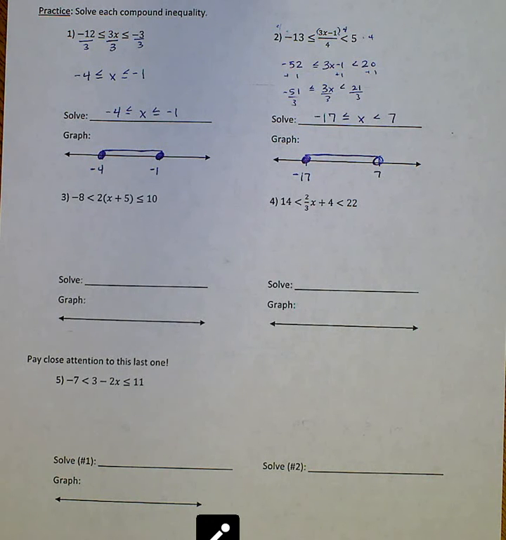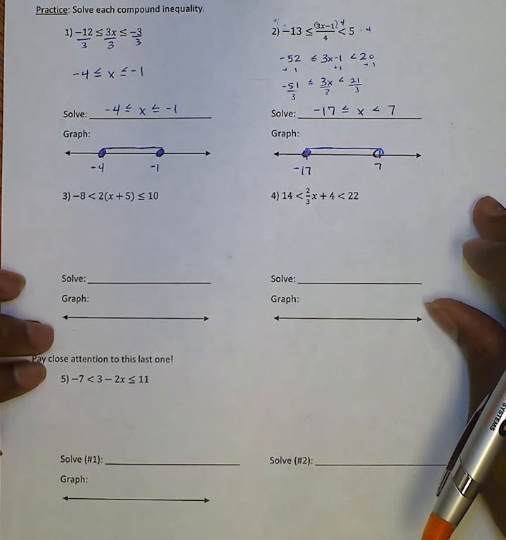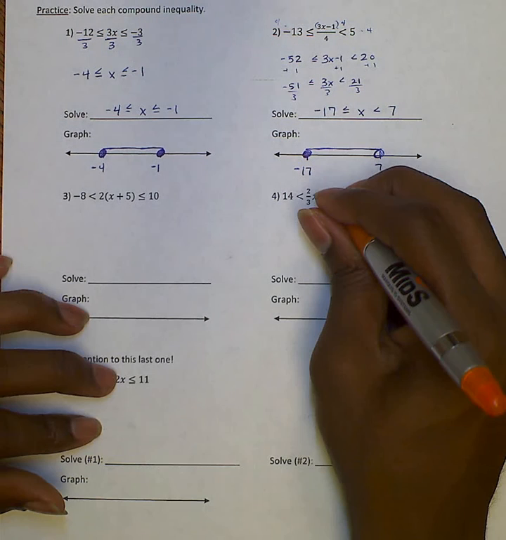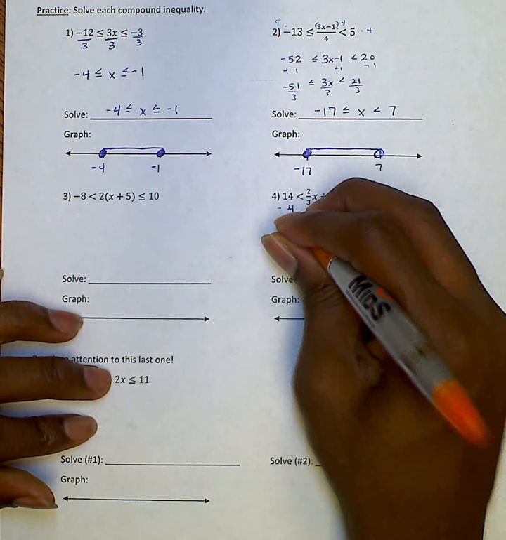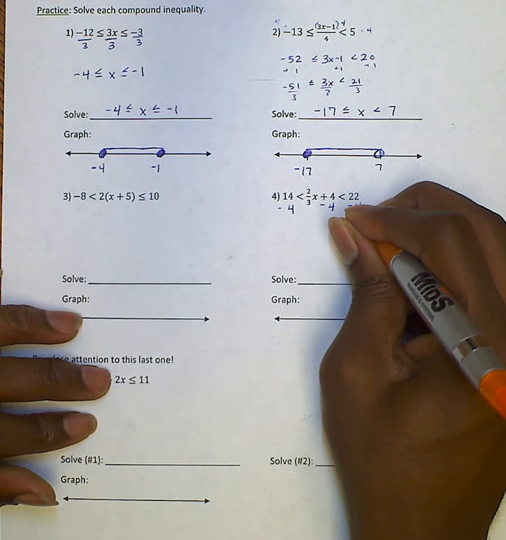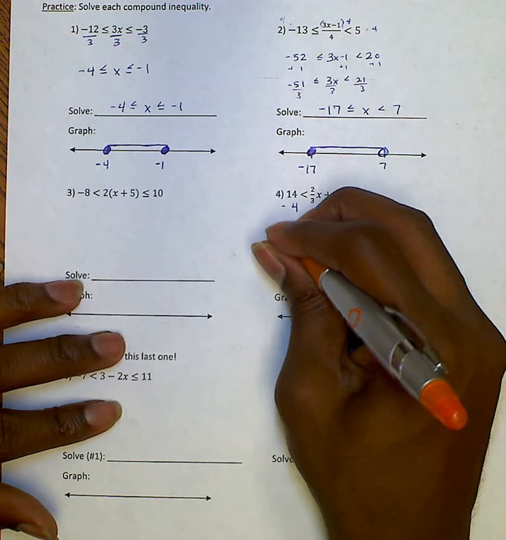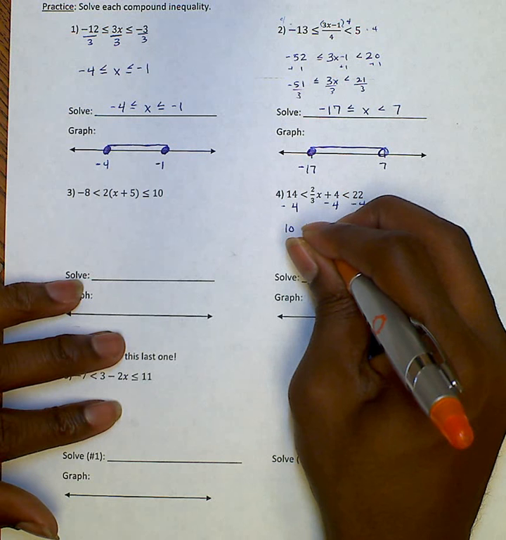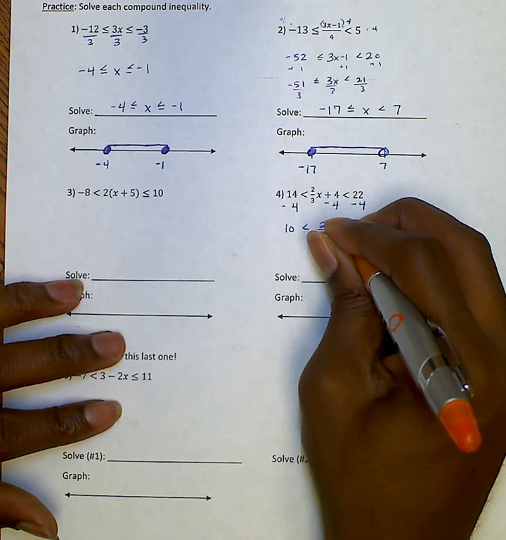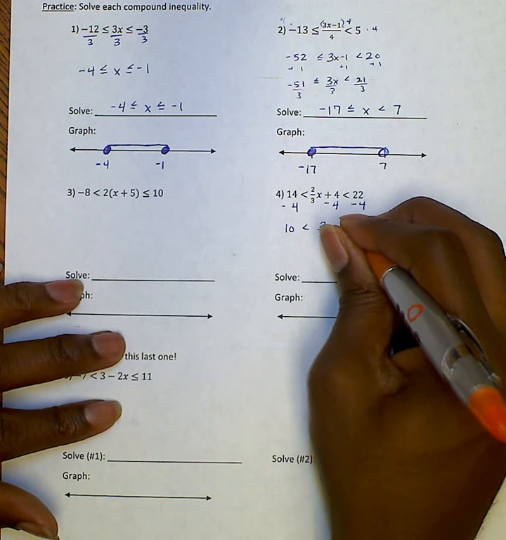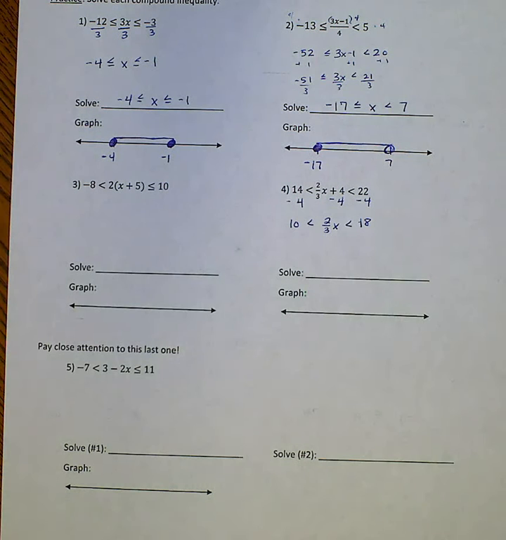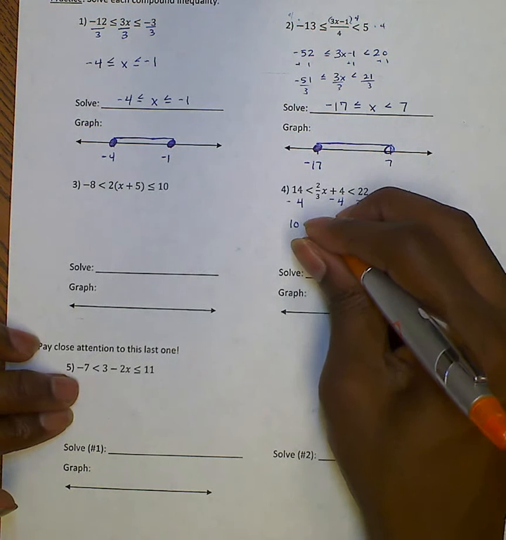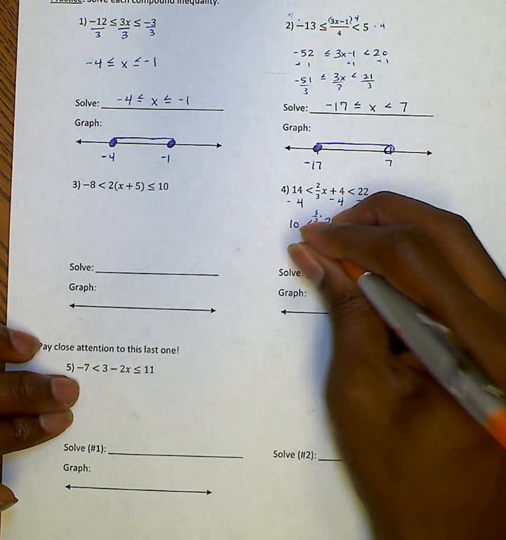Like I said, I'm leaving you guys to do number 3. Number 4, I'll do because of the fraction, and I see that you guys need a little bit of extra attention with that. Okay, so subtracting 4 first. I have 10 is less than 2/3 x, 18. Alright, and now I need to get rid of this 2/3 that's with x. Remember, to do that, it means we're going to be multiplying by the reciprocal.